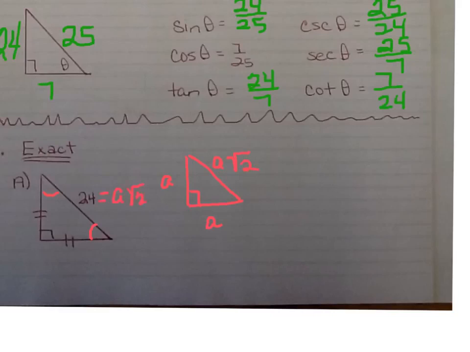So the piece that we have, 25, is A square root of 2. So we have to algebraically solve that. So I'm going to come over here and do that work. So I've got A square root of 2 equals 24. Divide both sides by the square root of 2. I have to rationalize that answer by multiplying the numerator and the denominator by the square root of 2.